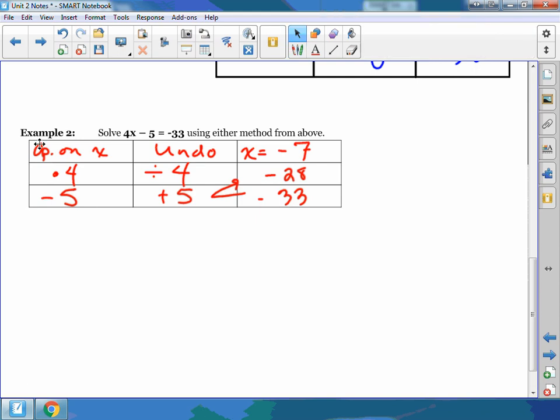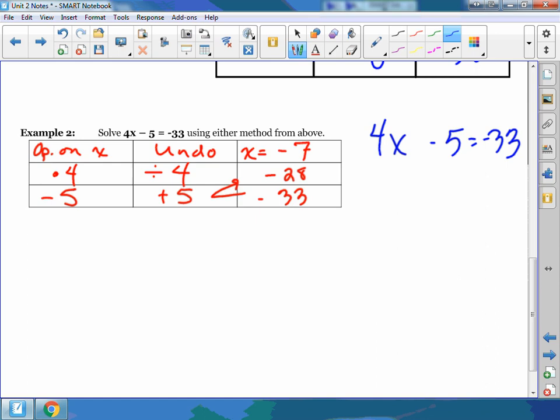Okay. Algebraically. Can somebody talk us through how we would take this thing apart? Go ahead, Grayson. Okay. Okay.